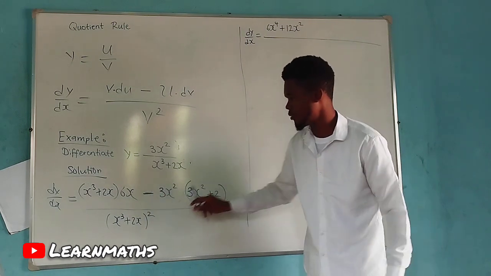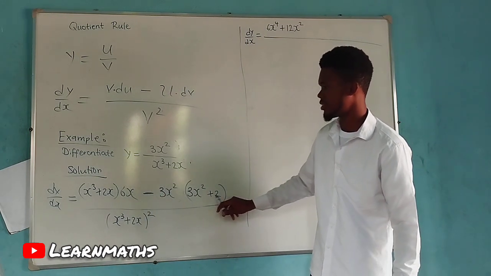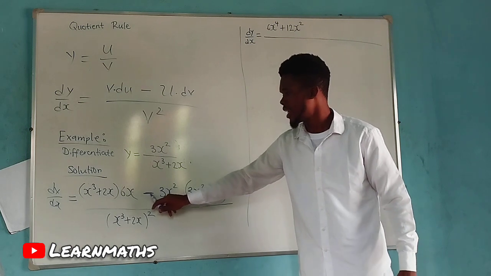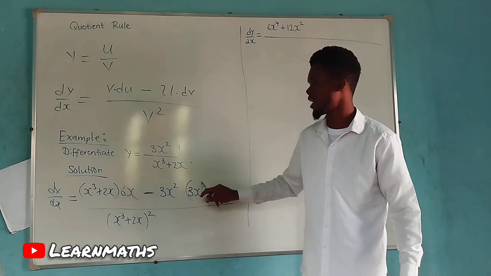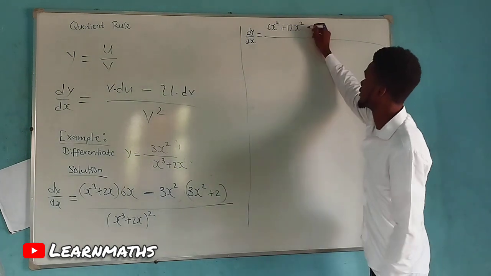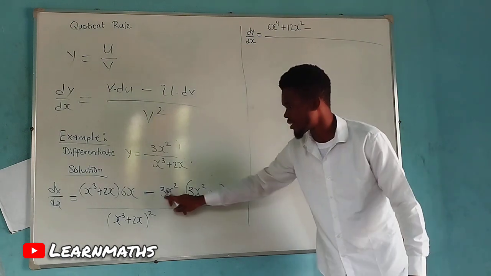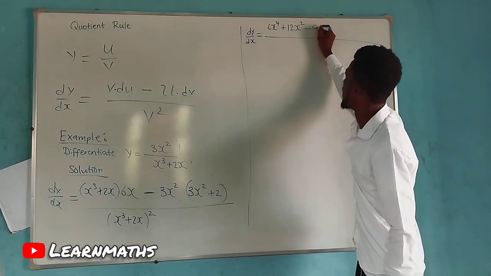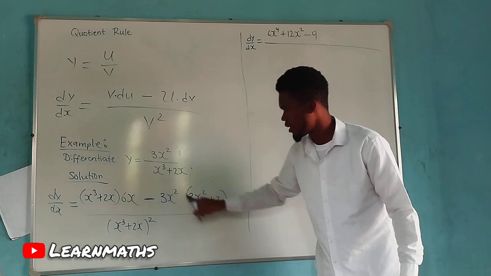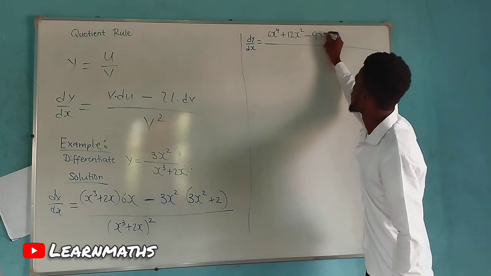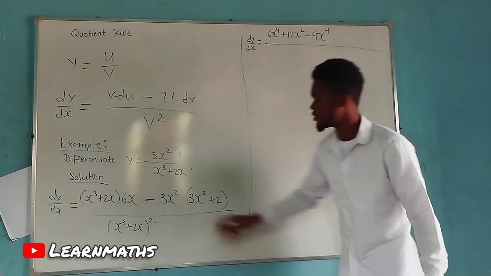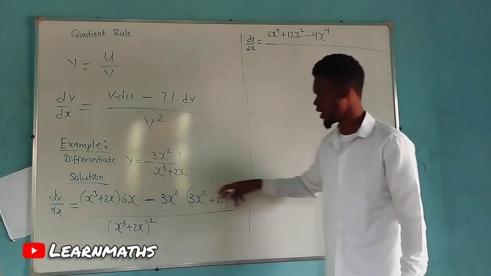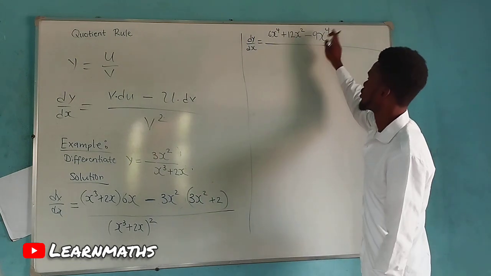We use this to multiply this and this, right? So now let's open the bracket. Negative 3x squared times 3x squared. What's that going to give us? Negative 3 times 3, that's 9, right? Then x squared times x squared will be x raised to the power 4, right? So negative 3x squared times 3x squared is negative 9x raised to the power 4.